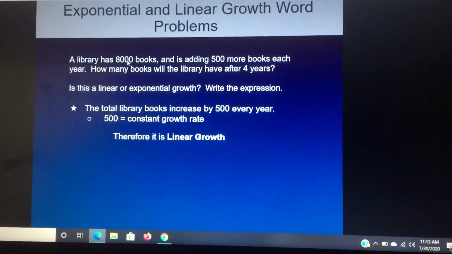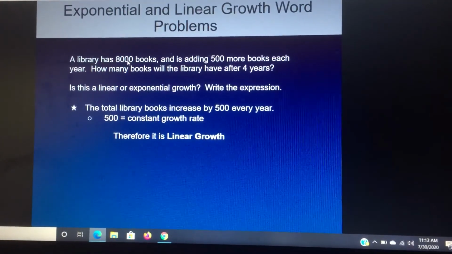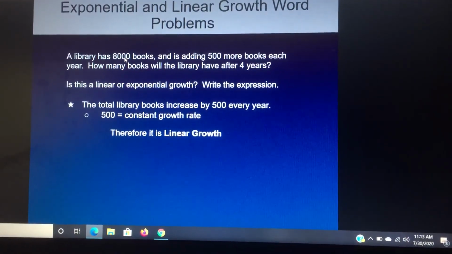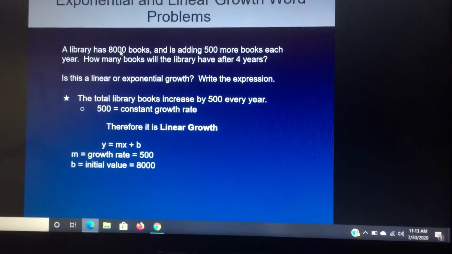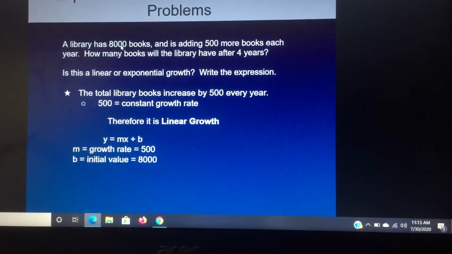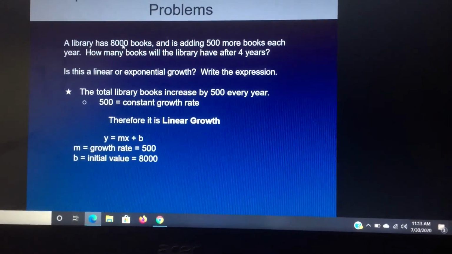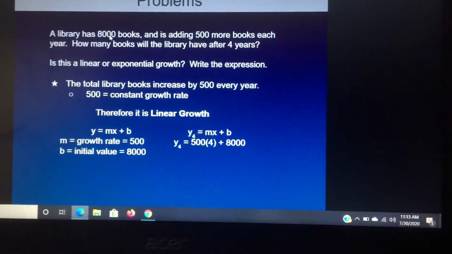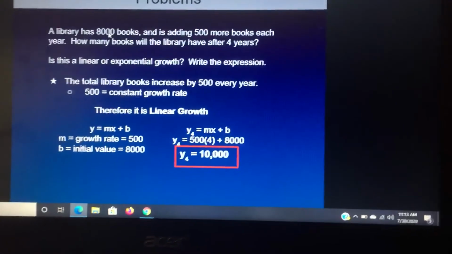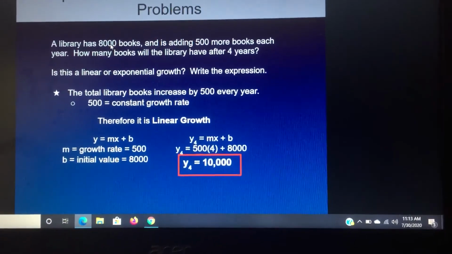So here you go. The total library of books increases by 500 every year. So 500 equals the constant growth rate. Therefore, it is linear. And here, then, the equation y equals mx plus b, where m equals the growth rate, which is 500, and b is the initial value of 8,000, and we get our final answer of 10,000 books. It's quite a few books. That's awesome.